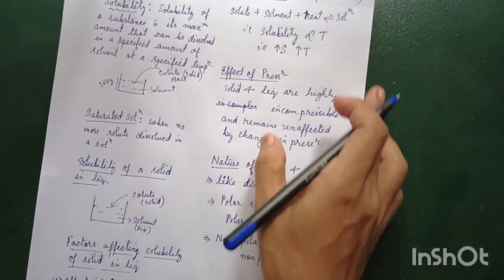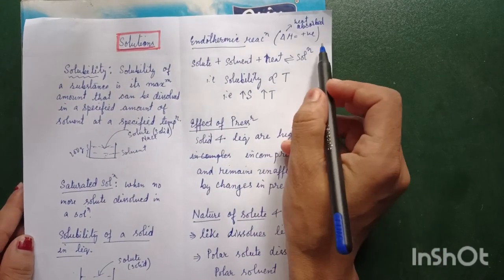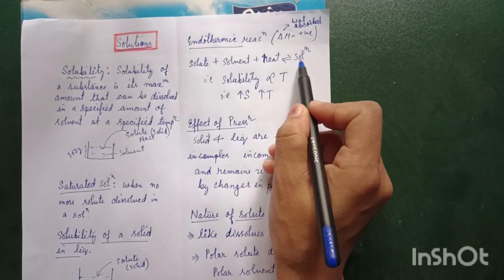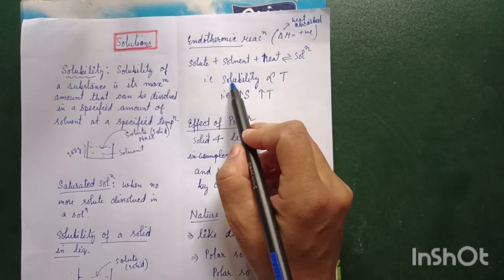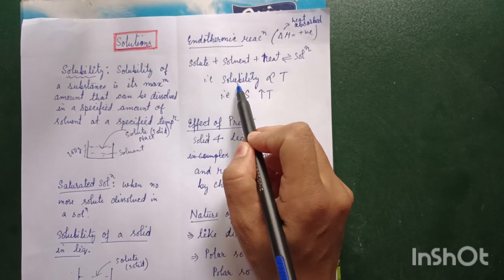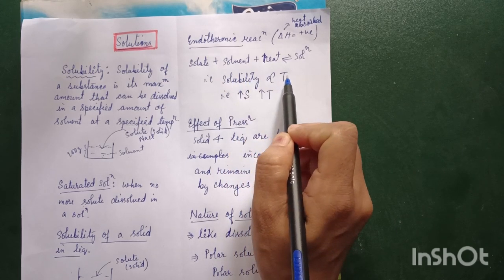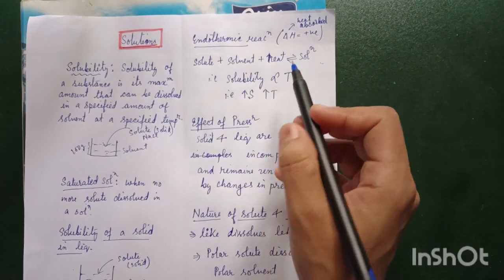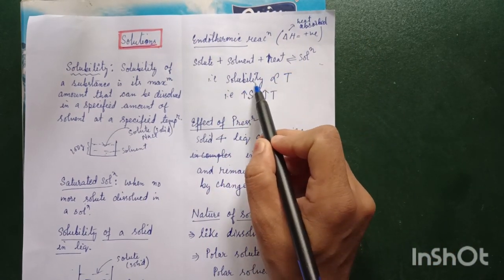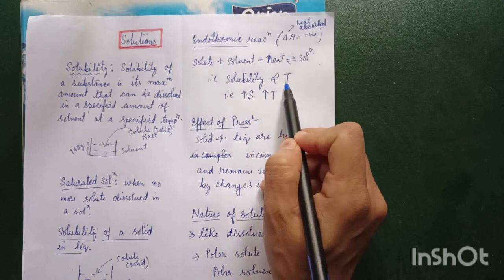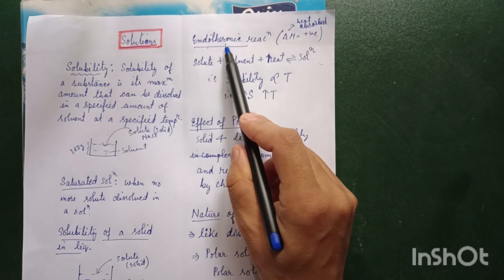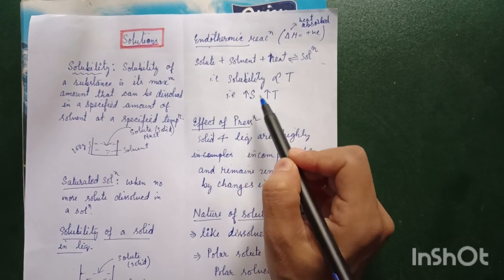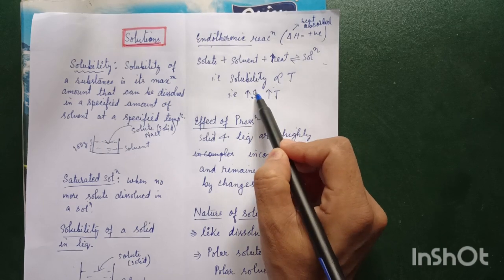But in the other case, that is an endothermic reaction, heat is absorbed. That means you mix solute plus solvent, heat is absorbed and solution forms. So if the reaction is endothermic, remember that solubility increases with increase of temperature. Whatever heat is given, it is absorbed and utilized, and the solution is formed. So solubility and temperature are directly proportional in case of endothermic reaction. In short, as temperature increases, solubility also increases.